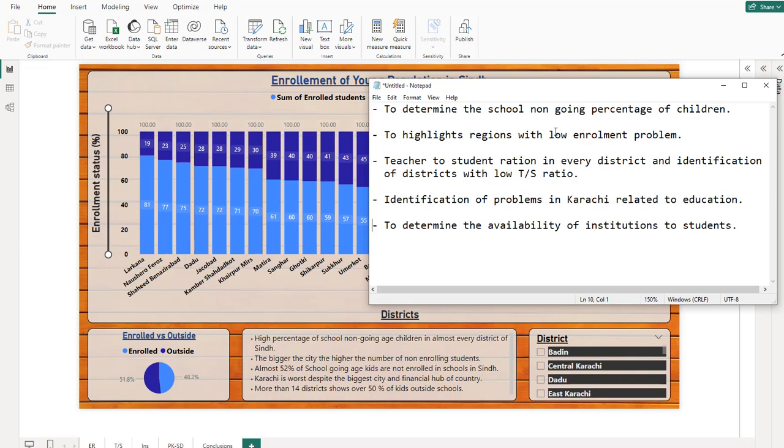Similarly, we also need to identify the problem with the teacher to student ratio, which means we need to identify the regions with the low teacher to student ratio. And also we need to determine the problems being faced by the city named Karachi. And we also have to determine the availability of institutions to students, which means they want to know if enough institutions are available in each region for students.